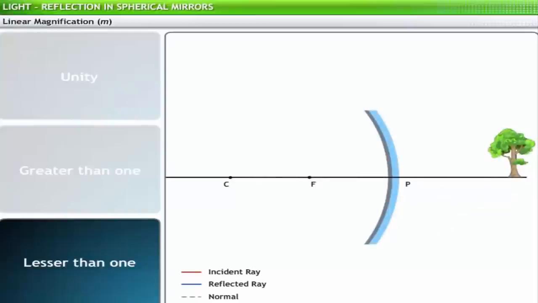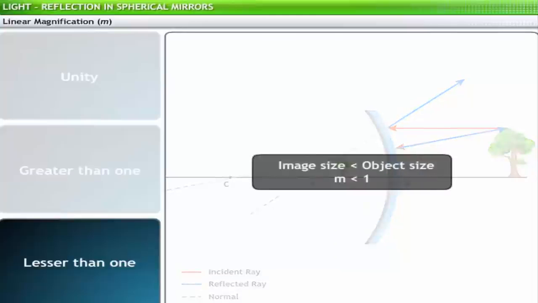In the case of a convex mirror, irrespective of the position of the object, the image formed is virtual, erect, and its size is smaller than that of the object. Hence, in a convex mirror, the image formed is always diminished and its magnification is lesser than 1.